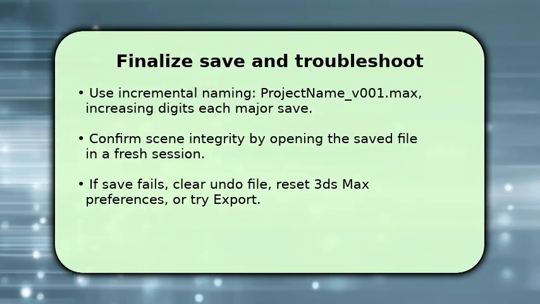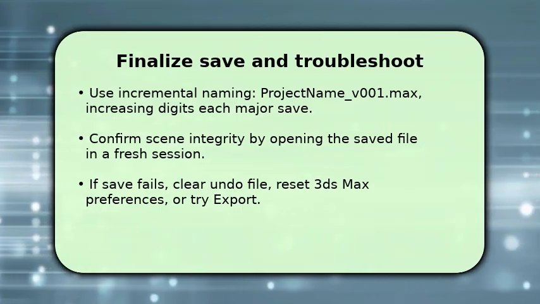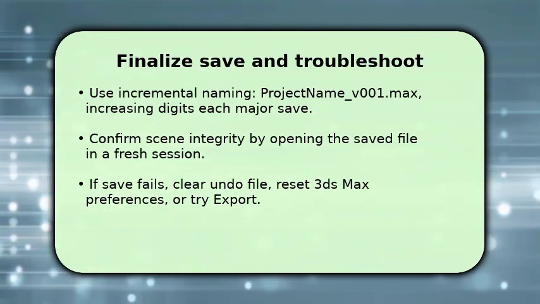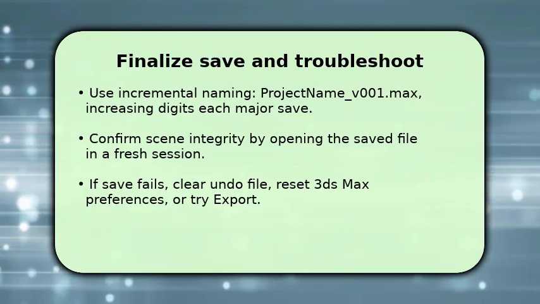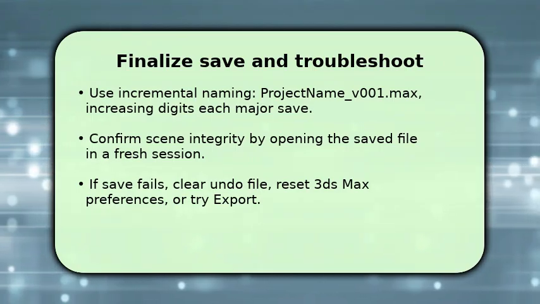If the save fails or the file is corrupted, try a quick troubleshooting step. Delete the scene's undo file, reset 3ds Max preferences, or export to FBX then re-import. These steps usually recover the scene, or at least preserve most work.